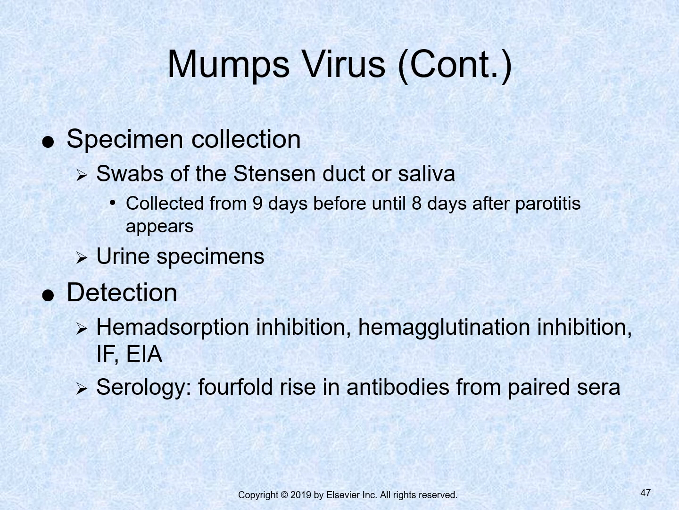The mumps virus can be isolated from infected saliva and swabbing of the Stenson duct from 9 days before onset of symptoms until 8 days after parotid gland swelling appears. The virus can also be recovered from urine and CSF samples.